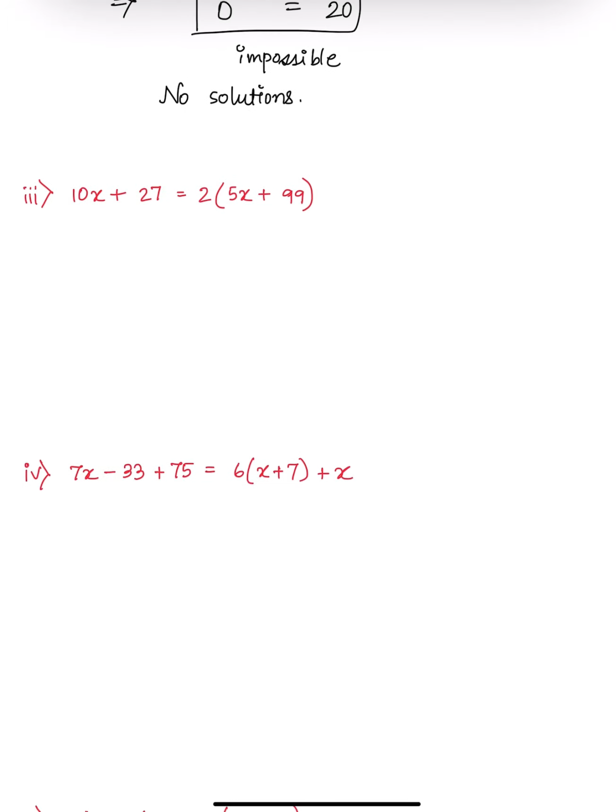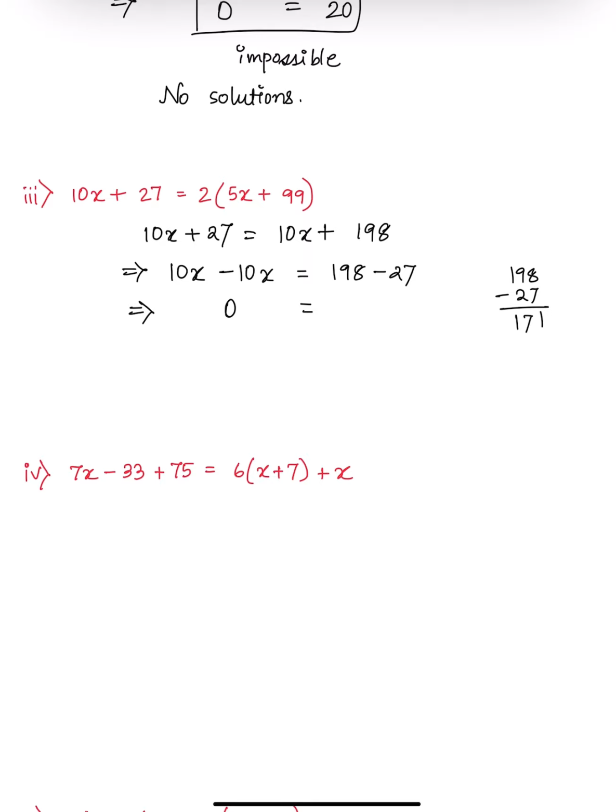Now moving on to the third one, 10x plus 27 will be 10x plus 198, right? 2 into 5 is 10, 99 into 2 is 198. So 10x minus 10x will be 198 minus 27. This will again give us a 0, and 198 minus 27 gives us 171. So again this is a 0 equal to 171 kind of scenario. So this is impossible. This will give us no solutions at all, right?